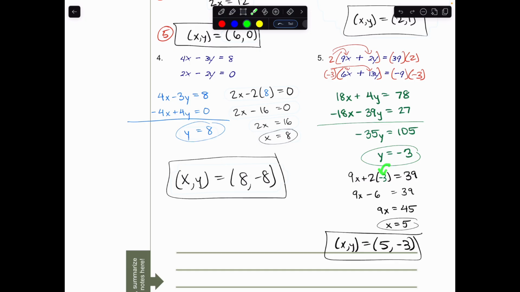We plug that back in where y was in either equation. I chose the first equation. So I took this first equation, but replaced y with negative 3. And then if we solve that, we can multiply to get minus 6 here, add 6 to both sides, divide both sides by 9, and we'll be left with x equals 5. We take our 2 halves of our answer and write it as an ordered pair, and then we're done.